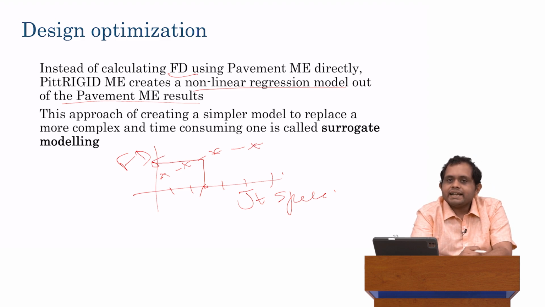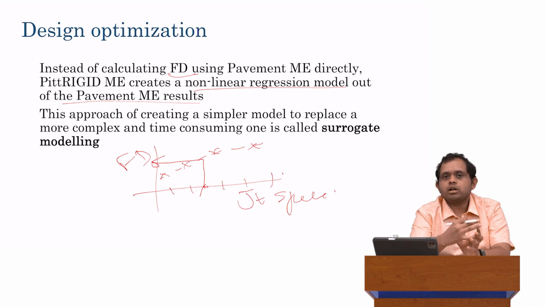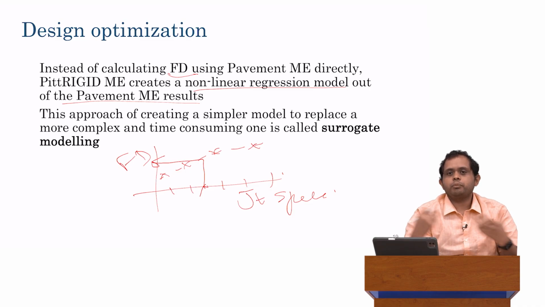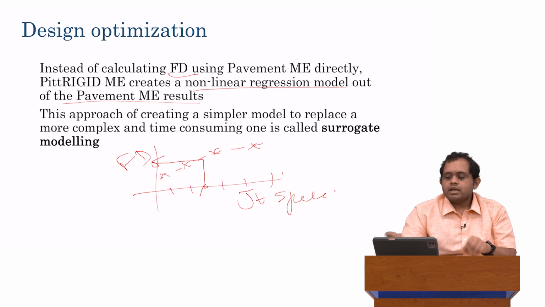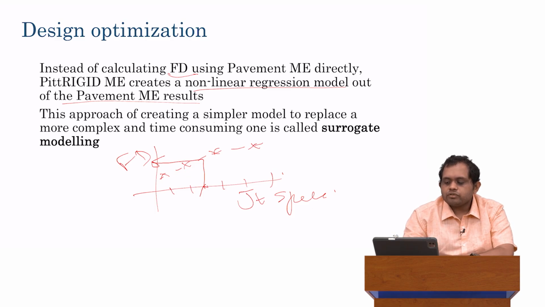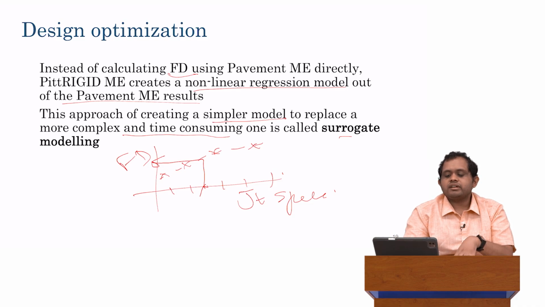Running pavement ME can take time. Running those neural networks and running the models, it's a slow process. This, on the other hand, is a relatively fast process. Instead of solving the full-fledged computationally heavy model, you get a relatively simple statistical model which can give you an answer quickly. This approach of creating a simpler model to replace a more complex and, most importantly, time-consuming model, this is called surrogate modeling.